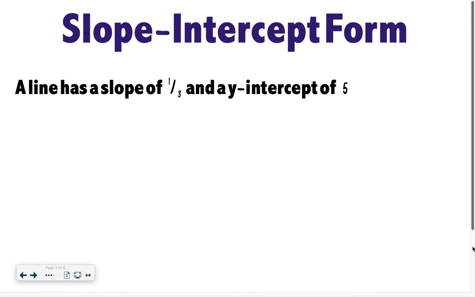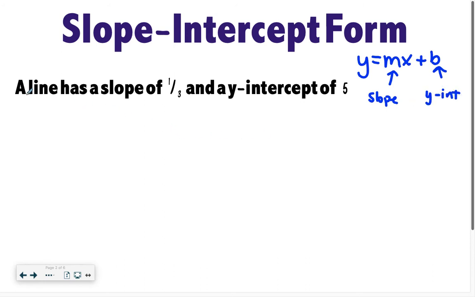So let's talk first about slope-intercept form. This is something that you've worked on back in lesson 8.7, and so let's just refresh. Slope-intercept form is y equals mx plus b. And remember, m always represents our slope, and b always represents the y-intercept.